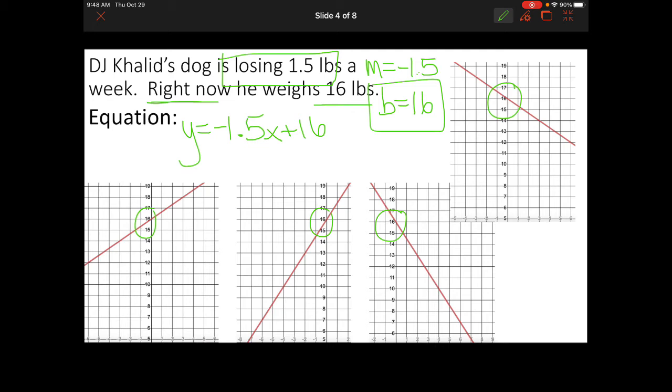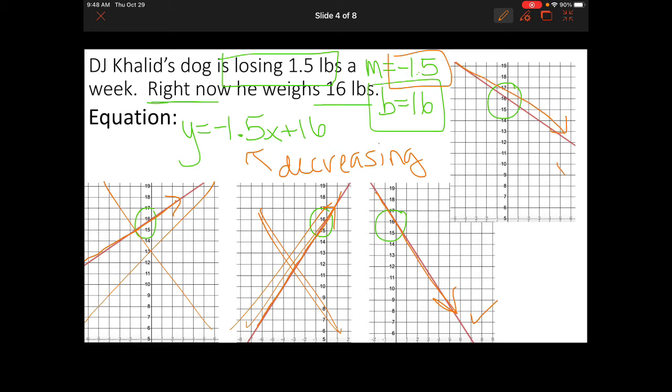The next thing I want to look at is my slope. My slope is negative. It is decreasing. So we just want to look and see which of these graphs are decreasing. If I look at this graph, it is increasing. So this is not the graph that matches. If I look at this graph, it is also increasing. It is not the graph that matches. This one is decreasing. That's good. This one is also decreasing.